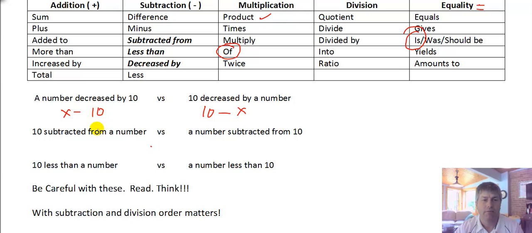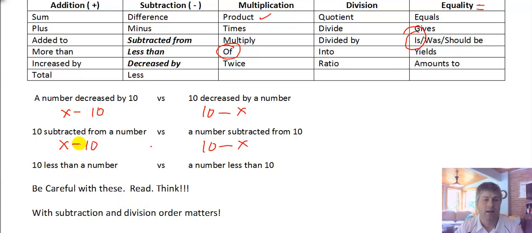10 subtracted from a number, well, that's what we have right above here. I have a number, some number x, and I'm subtracting 10. A number subtracted from 10, well, that's again what we have above. I have a number, I'm subtracting it from 10. I have 10, I'm subtracting something away: 10 minus x.